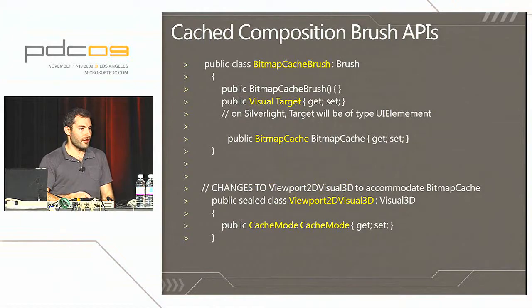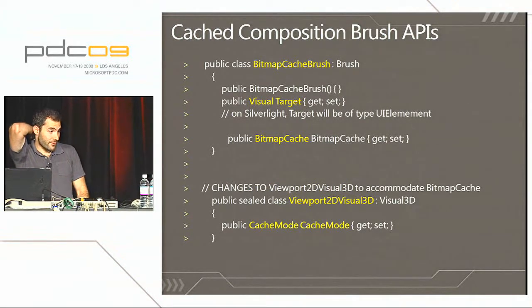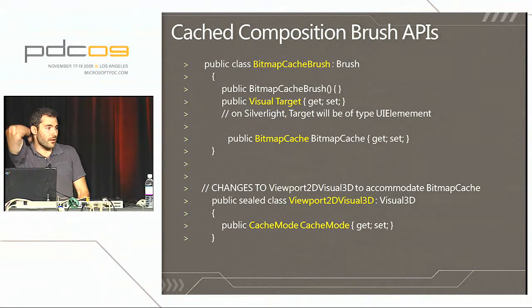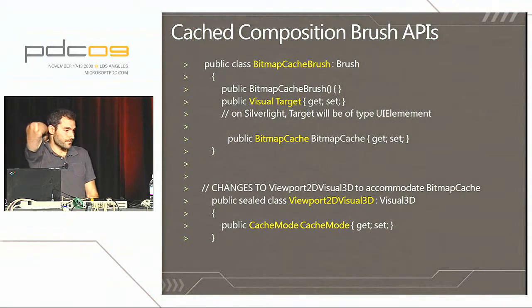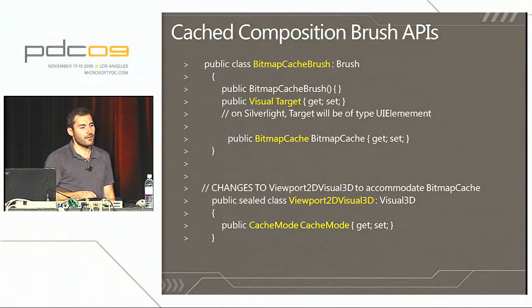So moving along, we have the bitmap cache brush. It's very much like Visual Brush. You point it at a target, and you can also give it a bitmap cache descriptor. We've also added a bitmap cache on Viewport2DVisual3D, which is the way you map live 2D content to a 3D mesh. This basically allows you to cache the 2D content and not have to regenerate it from frame to frame. And I'll show you a demo of this in a minute.